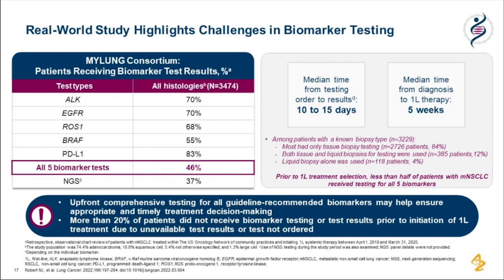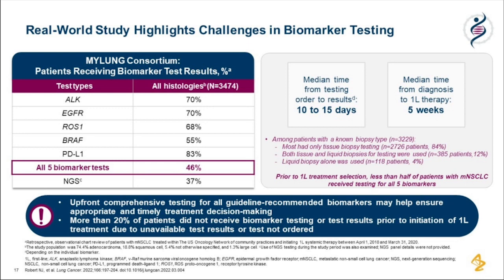There was a real-world study that highlights challenges in biomarker testing. In the MIND-Lung Consortium, among patients receiving biomarker testing results, when we look at the test types, for ALK across all histologies, there was about 70%. Same for EGFR, a little bit less for ROS1. BRAF is down to 55%, and then PD-L1 much higher, because PD-L1, of course, is done by immunohistochemistry. But for all 5 biomarker tests, we're looking at about 46% for all histologies. And then when it comes to next-gen sequencing, there's quite a bit of a drop. It goes down to about 37%.